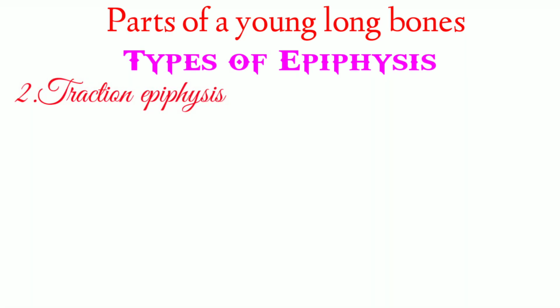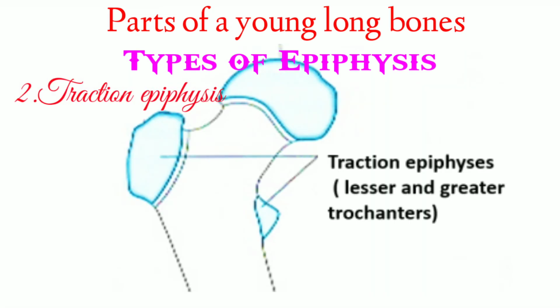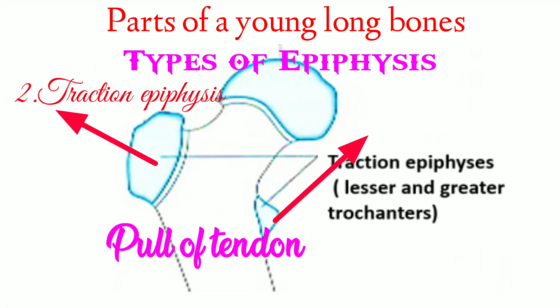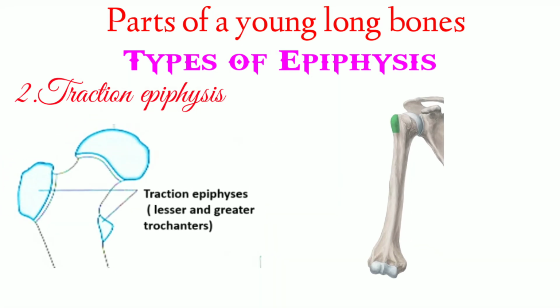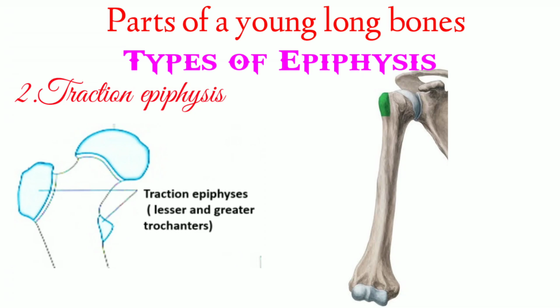Next, traction epiphysis. This end develops due to the pull of the tendon of a muscle attached to that end, and this epiphysis does not articulate with other bones. This epiphysis only provides a place for the attachment of the tendon of a muscle. Examples, the trochanters of the femur and tubercles of the humerus.